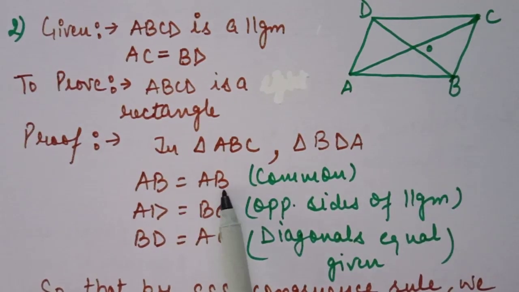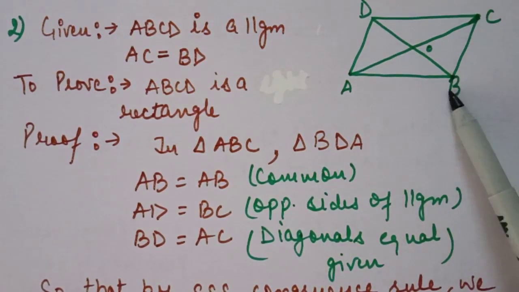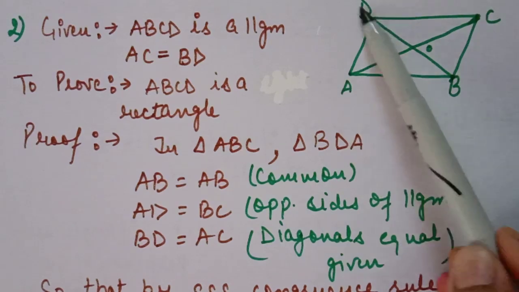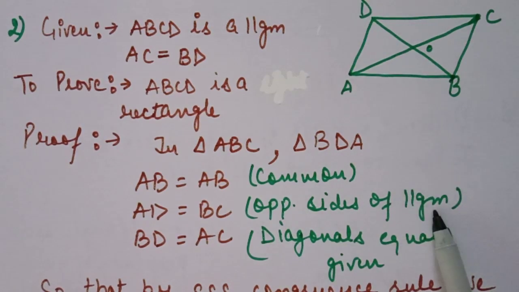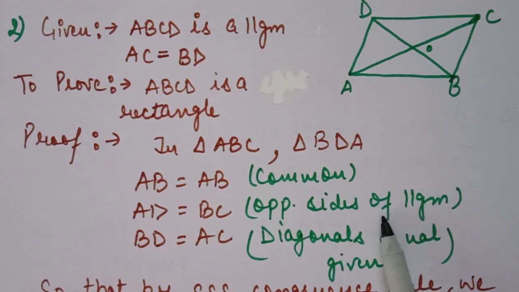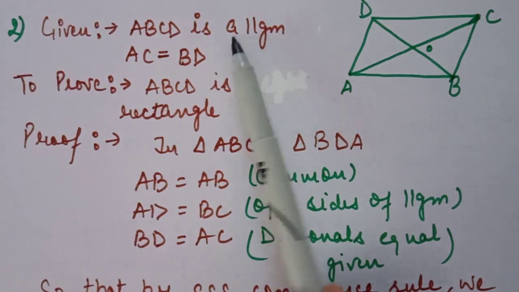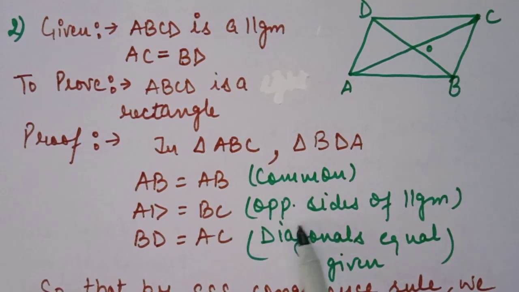First, AB is equal to AB, common, and AD is equal to BC. Why are they equal to each other? Opposite sides of a parallelogram. We know that opposite sides of a parallelogram are equal and parallel to each other, and it is already given that ABCD is a parallelogram. So we will use all the properties of a parallelogram. So AD is equal to BC, opposite sides of a parallelogram.